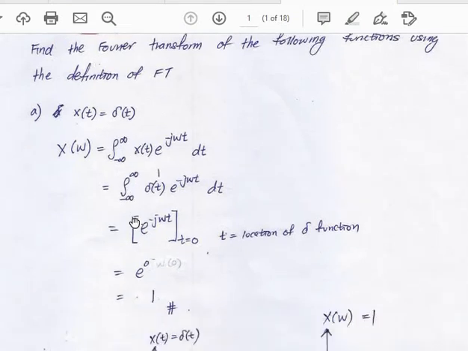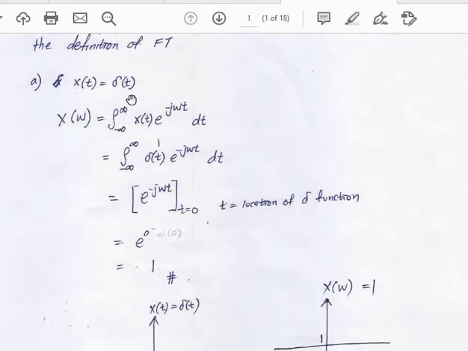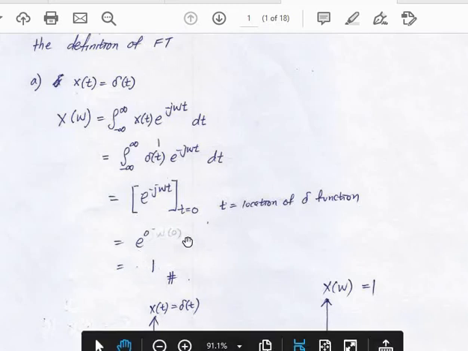Okay, as I told you just now, this is the formula. X omega equals the integration from negative infinity to infinity of x t times exponent minus j omega t dt. So your x t, referring to the question, is delta t. So you substitute x t with delta t. What does delta t mean? Delta t is 1 at t equal to 0, so you only have 1, other values will be 0. So you only have exponent minus j omega t at t equal to 0. Others, you don't have the value. So you substitute t equal to 0, you get 1 only.